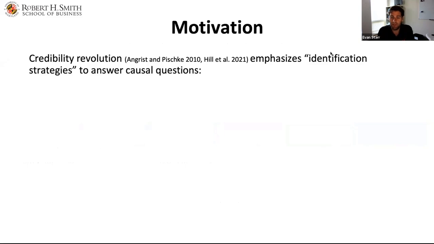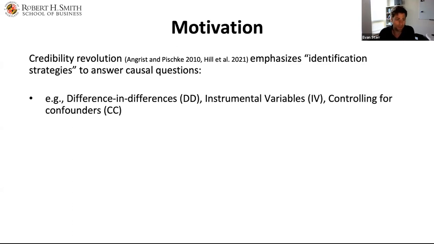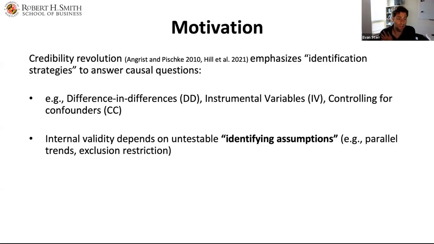The motivation for this paper, and it is a real paper here, is that the credibility revolution in econ and management of the social sciences has emphasized identification strategies to answer causal questions. So these are ones you're certainly familiar with, things like differences in differences, instrumental variables, or even just as simple as controlling for all the possible confounders in your empirical design. But we know that the internal validity of all of these methods depends on untestable identifying assumptions. Okay, so in the diff-and-diff context, it requires parallel trends to occur in the post period between your treated group and your control group.